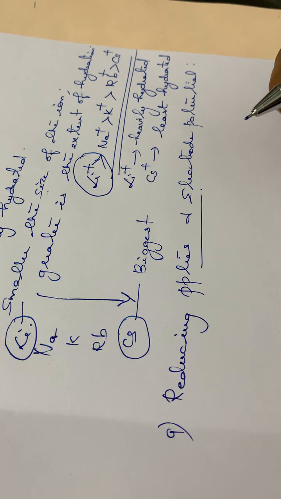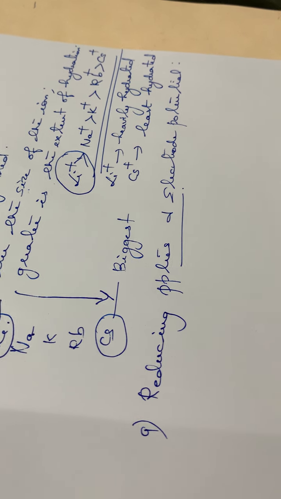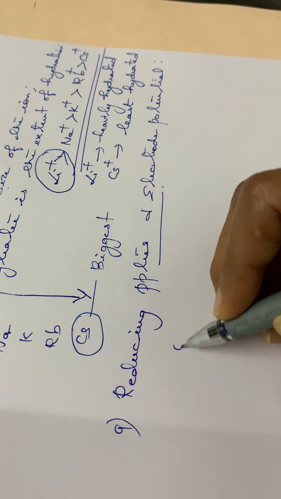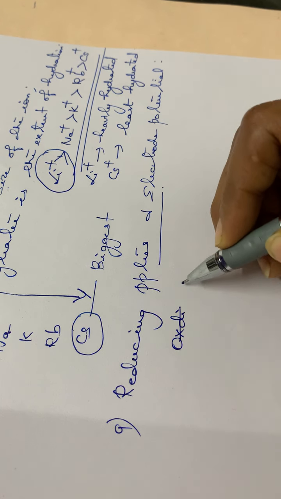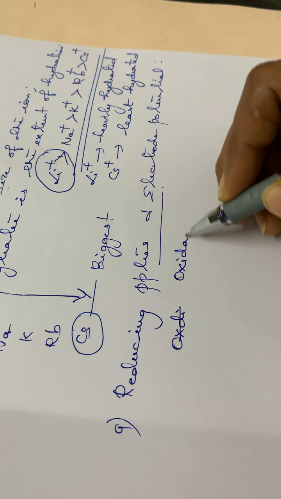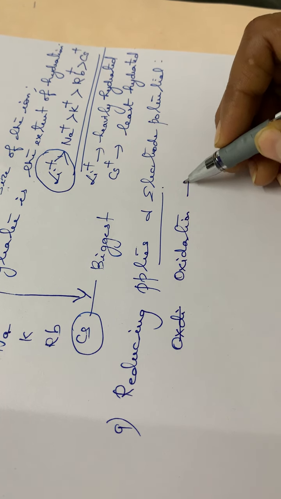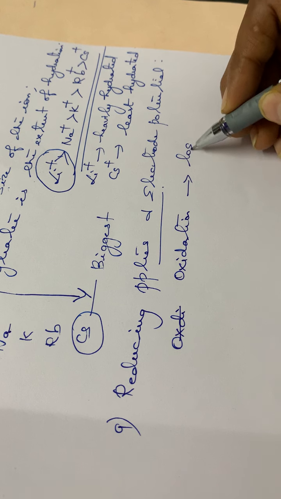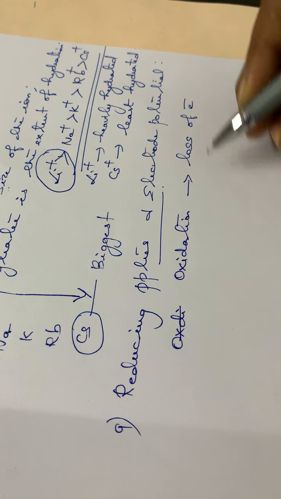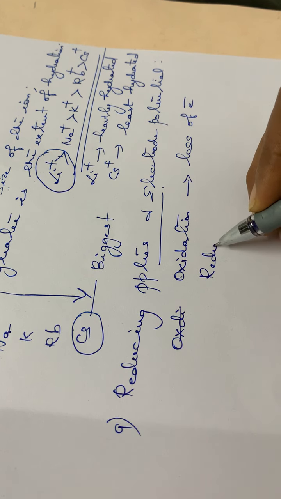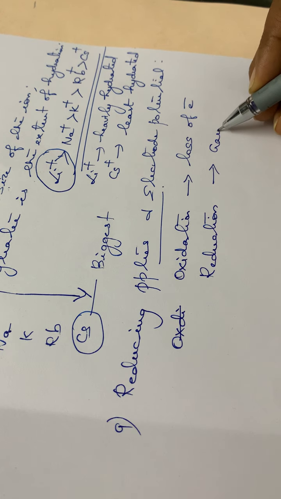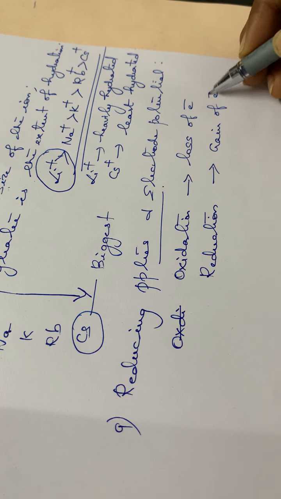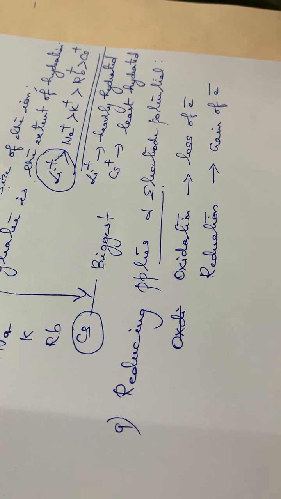Reducing properties and electrode potential. So first of all, you have to know what is oxidation and what is reduction. Oxidation is a process of losing electrons, isn't it? And just the opposite is the case of reduction. Reduction means the gain of electrons. Oxidation is loss of electrons and reduction is gain of electrons.